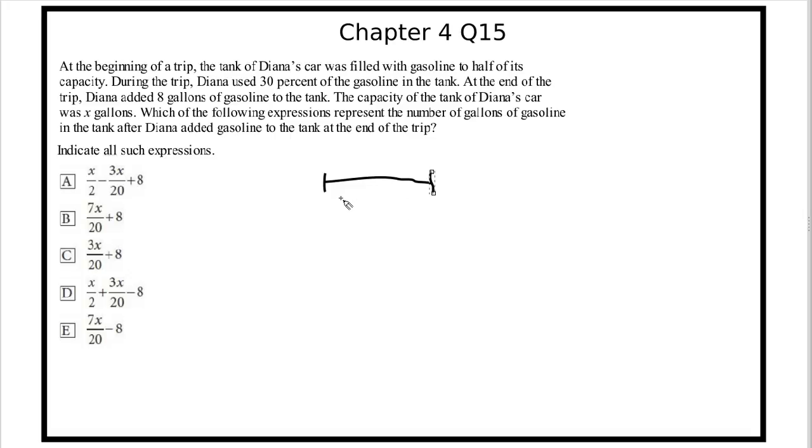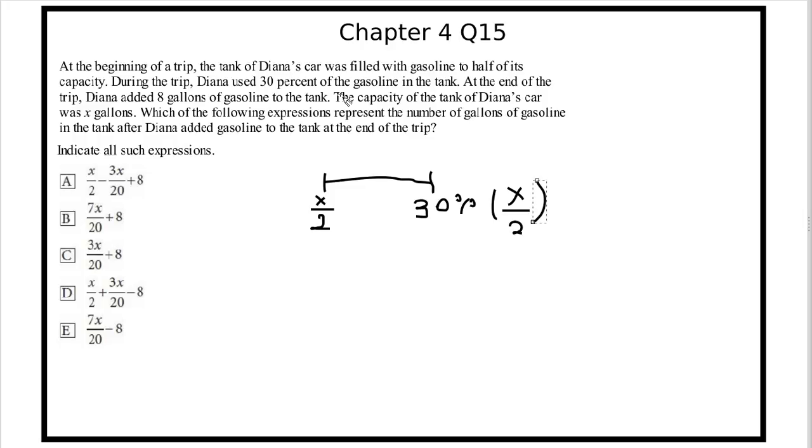At the beginning of the trip she had half of the tank. I will say the tank capacity is x, so half of the capacity is x divided by 2. That's half the capacity, and then during the trip she used 30% of what she has in the tank, half of the capacity. Okay, fine.